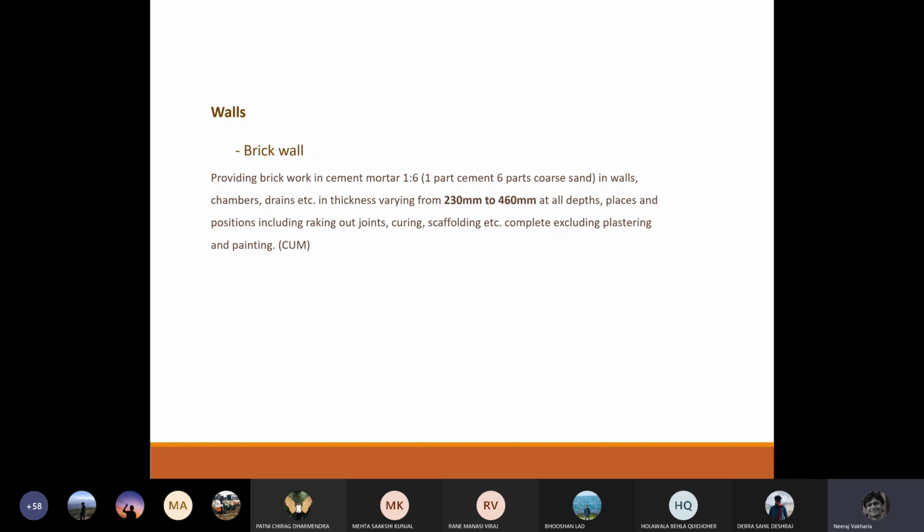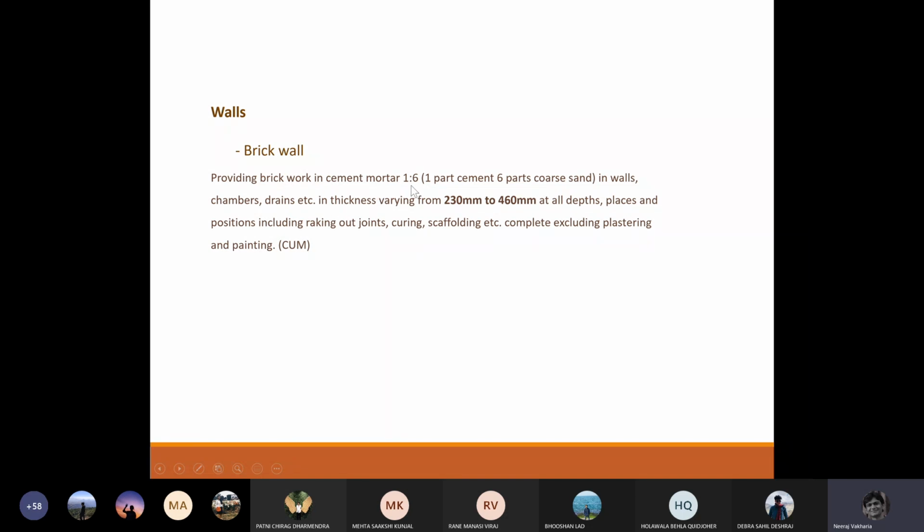Okay, so now what do I have to keep in mind when we are writing a specification for a brick wall? Okay, so first of all, what kind of brick we are using? So providing burnt clay brickwork. Then we have to mention, as you all know, the cement mortar which is going to be used between them. It might be 1:4, it might be 1:6. So we have to mention that. So providing brickwork in cement mortar 1:6.